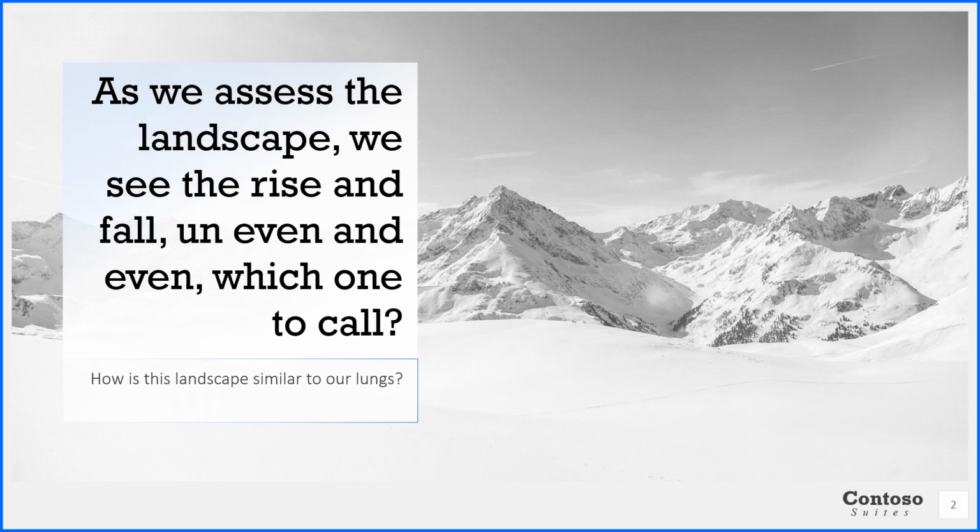As we assess the landscape, we see the rise and fall, uneven and even, which one to call. How is this landscape similar to our lungs? Take a look at it. What do you think? We have some clear skies. We have a little blip here and there, that could kind of be like a little wheeze, okay? Coarse lung sounds, it kind of looks like those craggy edges with those peaks. We have peaks and falls, the rise and fall of the chest.